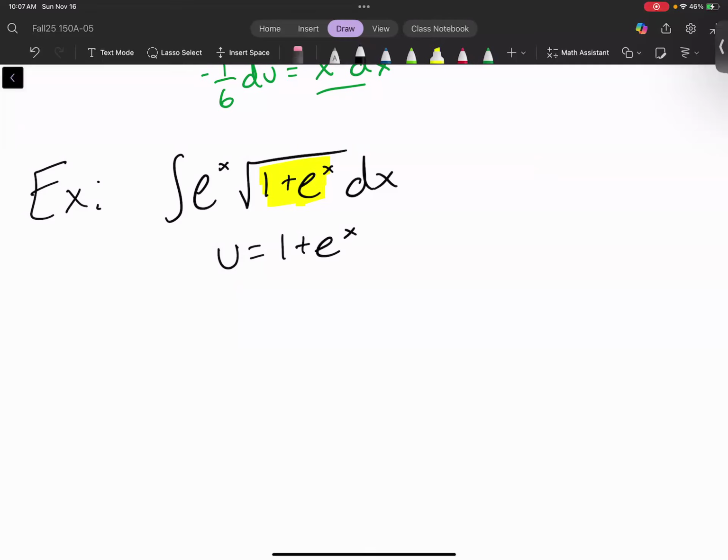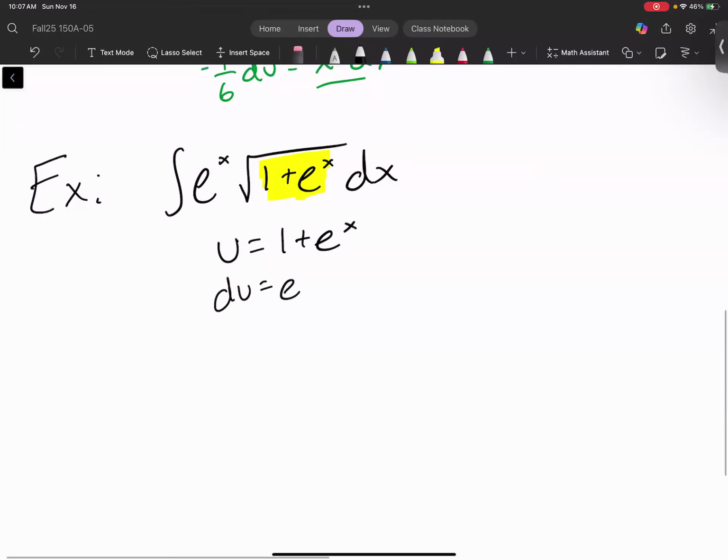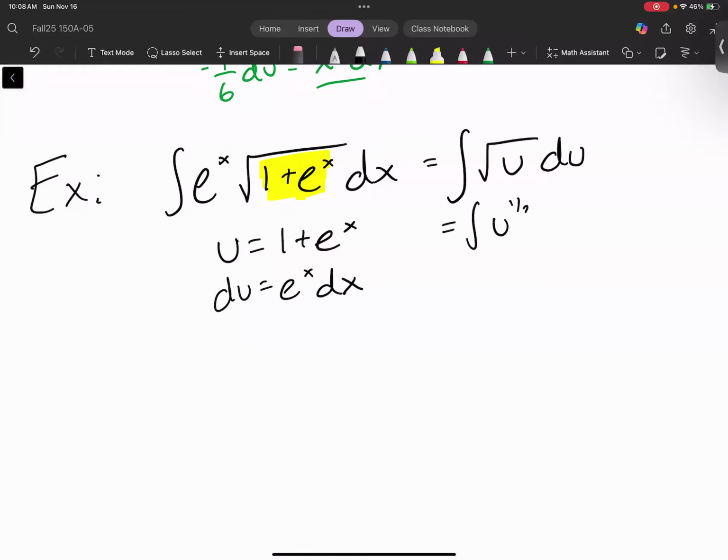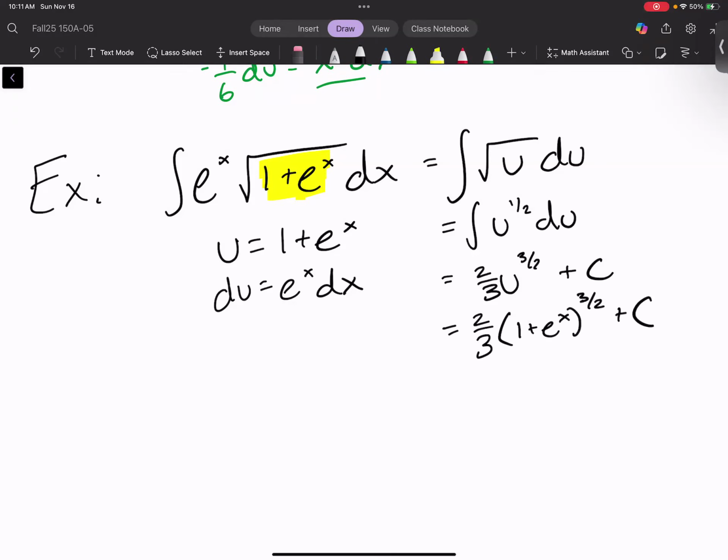So yeah, we could do that. Then du equals e to the x dx. And that's great. We have that e to the x dx on the outside there. So my integral becomes the integral of square root u du, so that's u to the half. That's going to be u to the 3 halves times 2 thirds plus c. And we plug back in, so 2 thirds, u equals 1 plus e to the x, to the 3 halves, plus c.